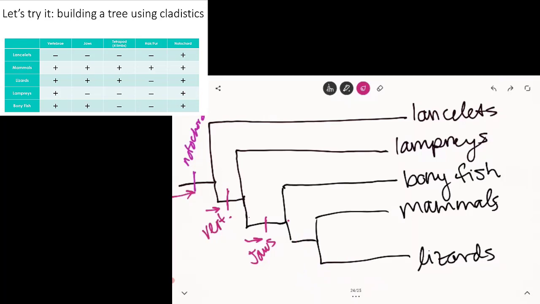What's more likely? It's more likely that 4 limbs evolved here, and then hair evolved here. So instead of 3 evolutionary events, hair, 4 limbs, and loss of hair, we have only 2. 4 limbs evolved here, and then hair evolved here. So I hope this helps. We'll be practicing this in lab. But that's basically how you use a cladistics table to build out a phylogeny.